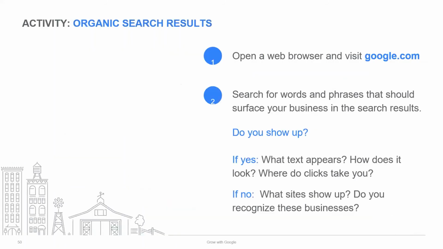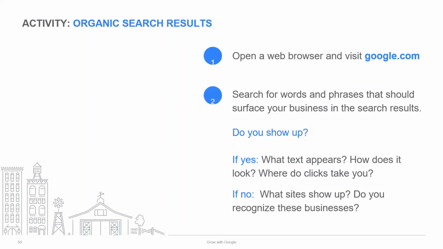So here is an exercise for you to try after today's program. Open up your browser and go to google.com. Search for words and phrases that should surface your website in the search results. Are you showing up? If you are, what does it look like? And where do the clicks take you? If not, what sites are showing up? Do you recognize these businesses? So that will give you kind of a good picture of where to get started.